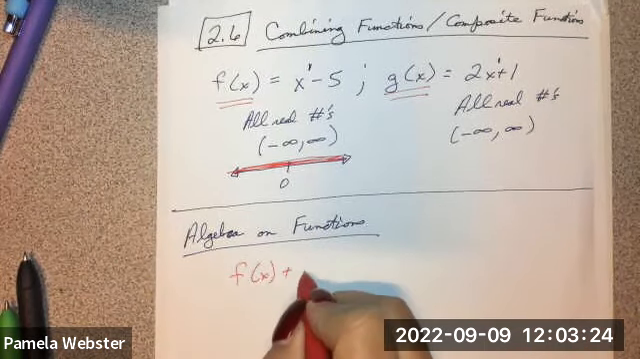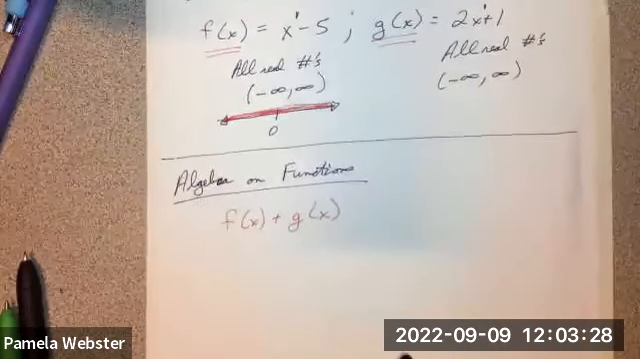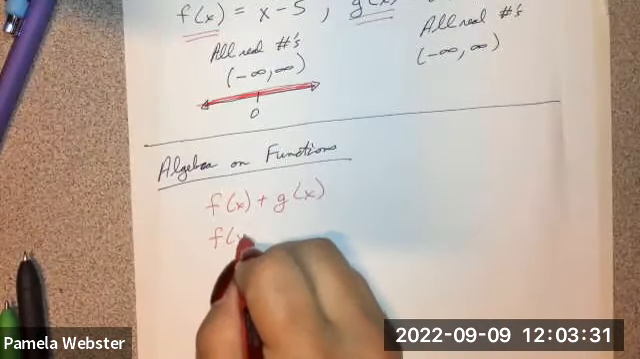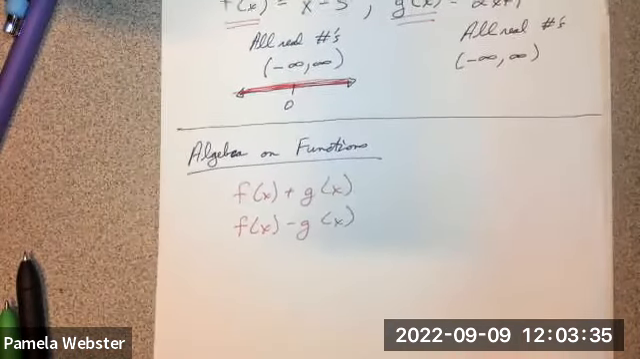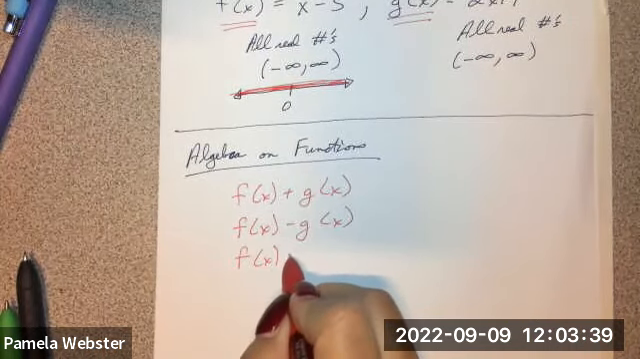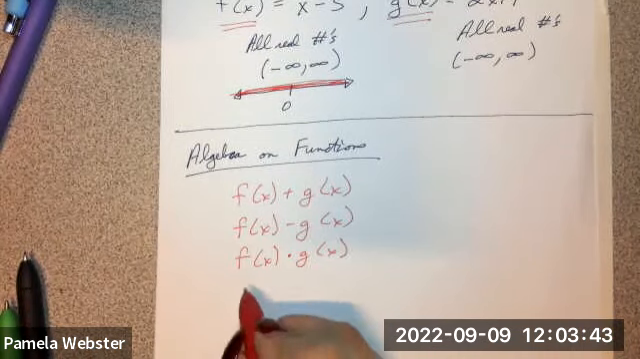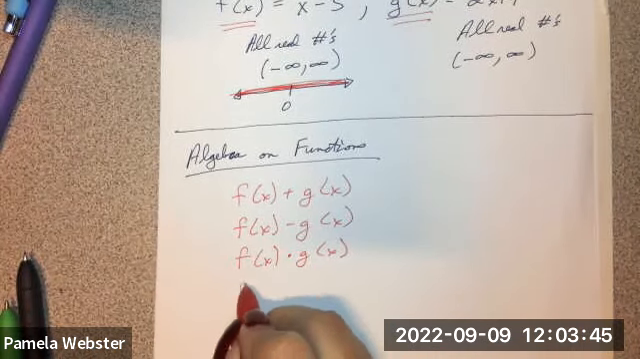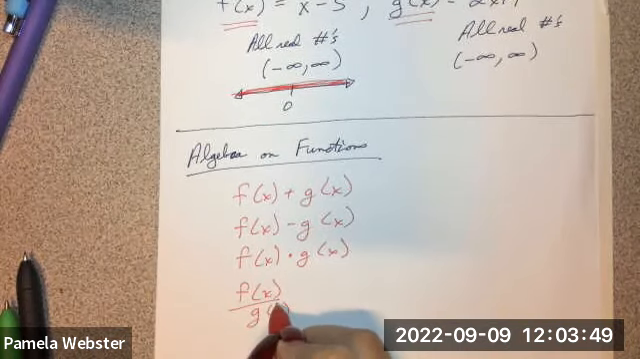f of x plus g of x. That would be adding the two functions. f of x minus g of x, subtracting the two functions. Sorry about that. f of x times g of x, multiplying, of course. And the last one is f of x divided by g of x.